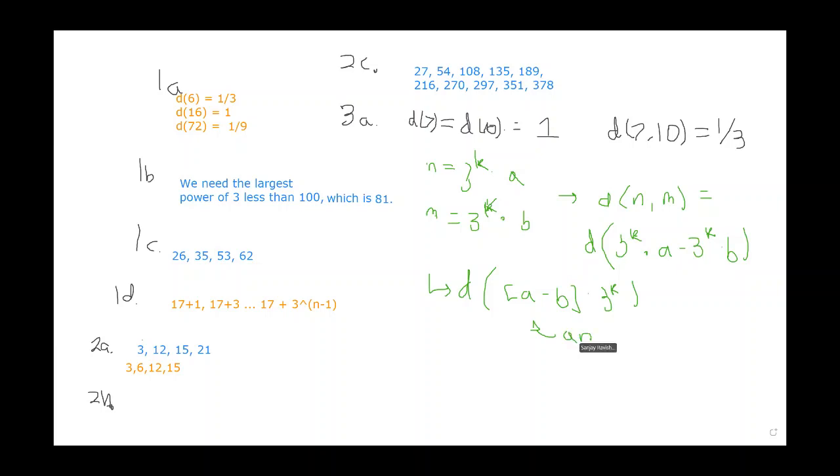What should it be, actually? Any value. So what about d of a minus b times 3 to the k? What are all possible values? 1 over 3 to the power of k, 1 over 3 to the power of k plus 1, 1 over 3 to the power of k plus 2, and so on. Very good. So 1 over 3 to anything greater than or equal to k.